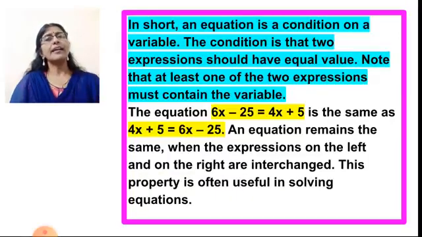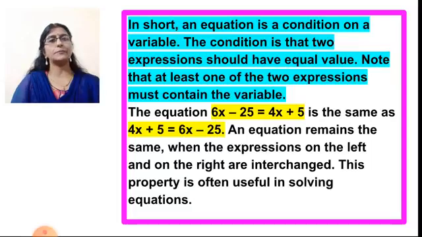In short, an equation is a condition on a variable. Now what is that condition? The condition is that two expressions should have equal value. Note that at least one of the two expressions must contain the variable. So at least one of the two expressions must have the variable. Then only we can call it an equation.